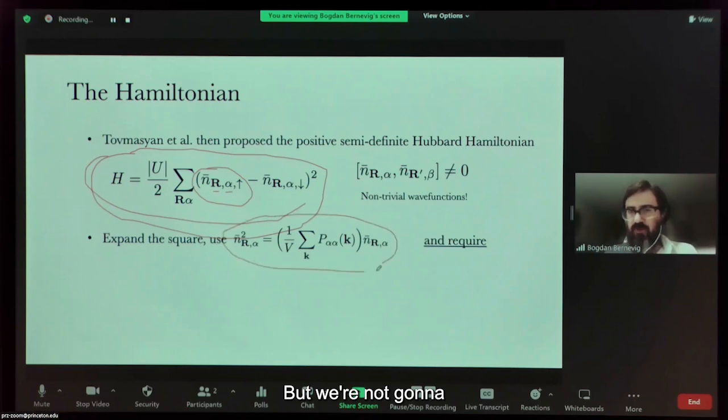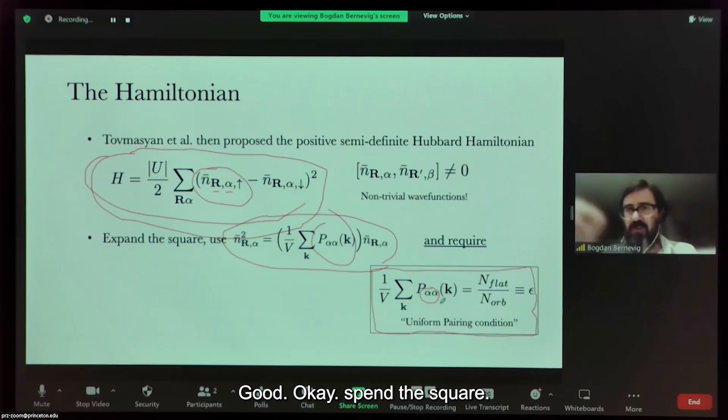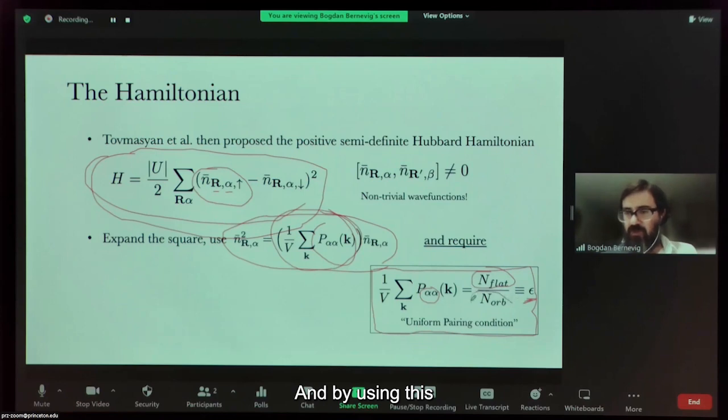this property, where this is the projector that we gave before in the flat bands, and this is the number operator projecting onto the flat bands. By using this property, and by requiring what was previously called the uniform pairing condition, i.e. the uniform pairing condition says that irrespective of which orbital you have, and you have many orbitals in this system, this number is the same. Call it epsilon, which is really the number of flat bands over the number of orbitals. You can show that it's just this ratio, this rational number.